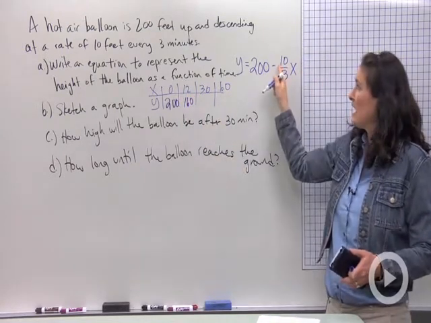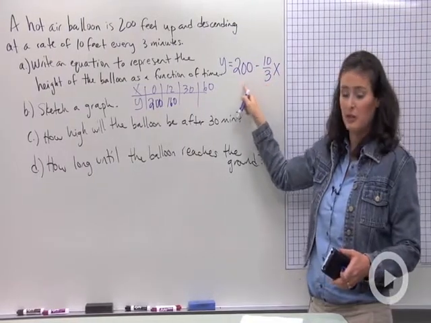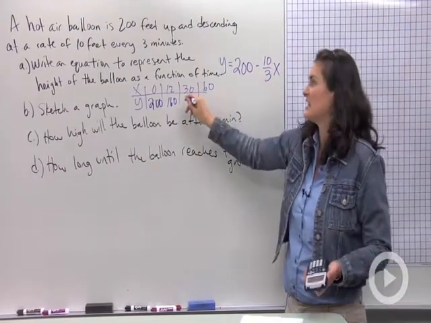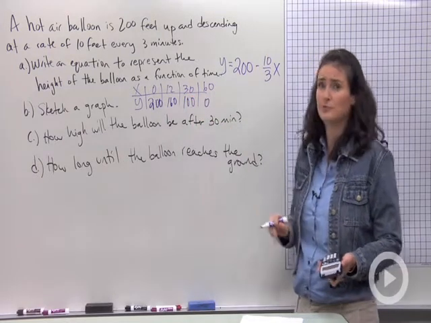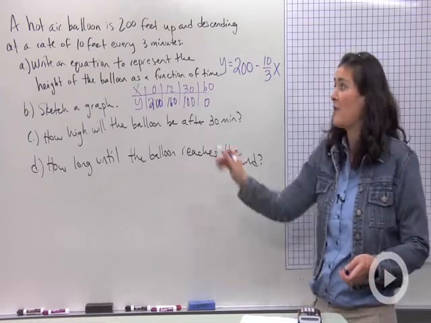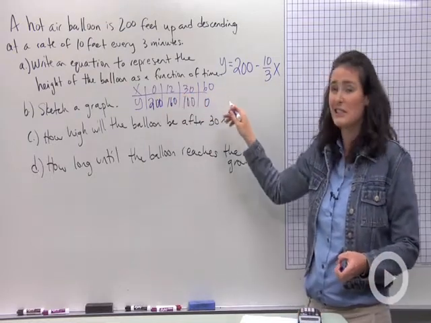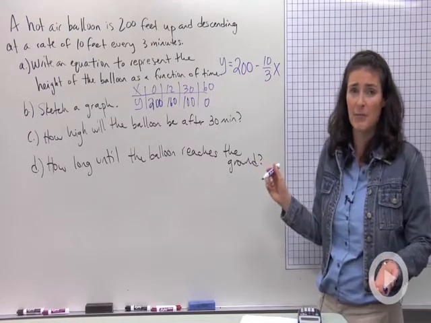Then I'm going to do negative 10 times 30 divided by 3 plus 200 for my next one. I already did this ahead of time, and I got 100 there. Here I got 0. So those table values are going to help me draw the graph. I know that my X scale needs to go all the way out to 60. So the next trick is figuring out how many boxes I should skip by.